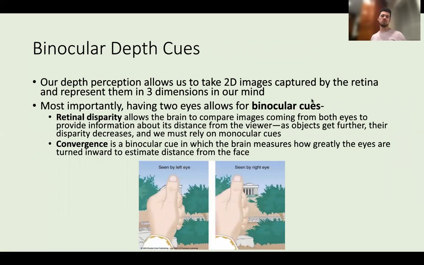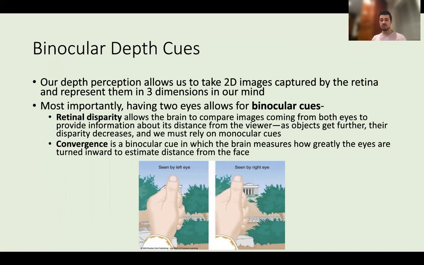Okay, so keeping on perception, we're going to talk about depth perception for a little bit. Binocular depth cues are those that allow us to take advantage of having two eyes. Our depth perception allows us to take 2D images captured by the retina and represent them in 3 dimensions in our mind, because we do live in a 3-dimensional world, but our eyes take 2-dimensional pictures. So we're technically seeing in 2 dimensions. We just have a lot of stuff going on in our brains that allows us to create this 3D representation in our mind. Most importantly, having 2 eyes allows for binocular cues.